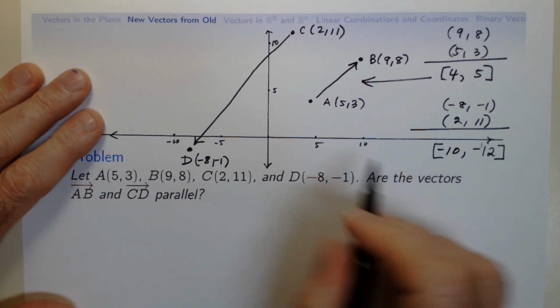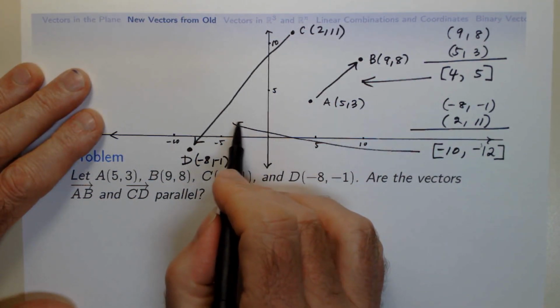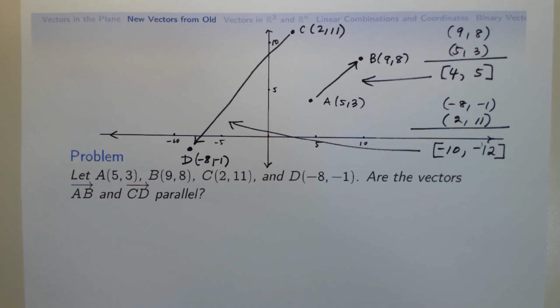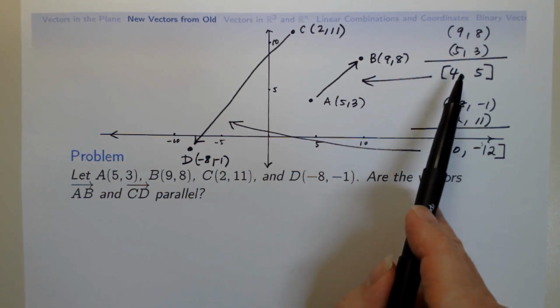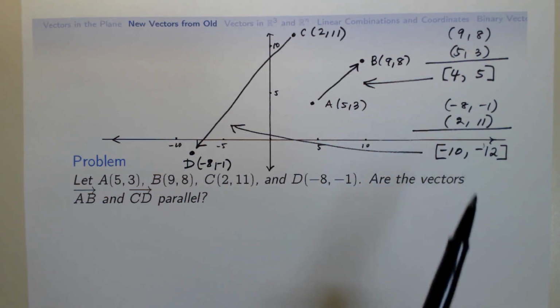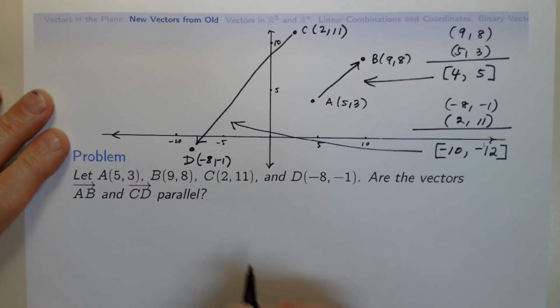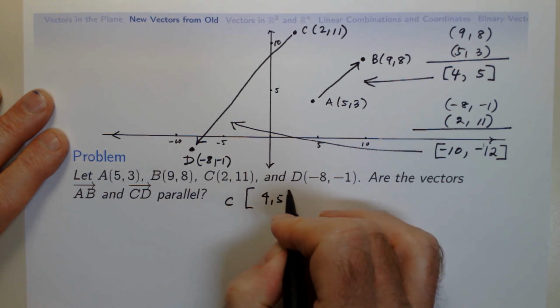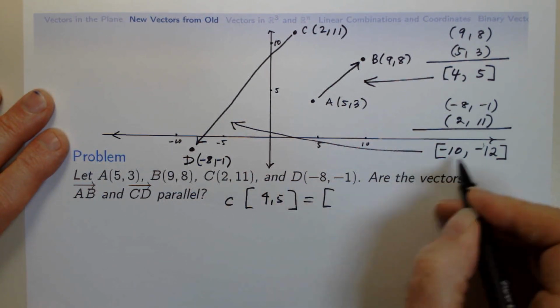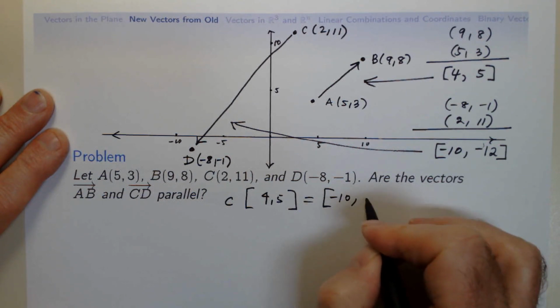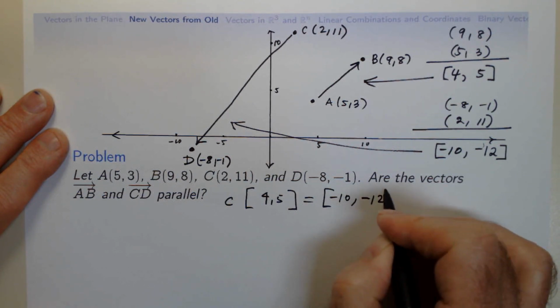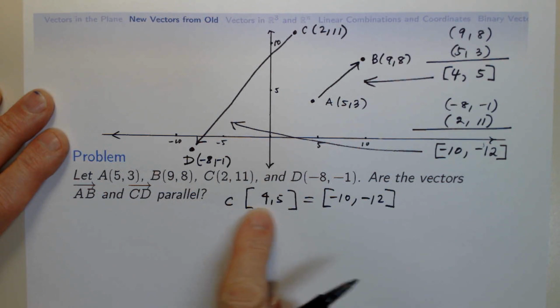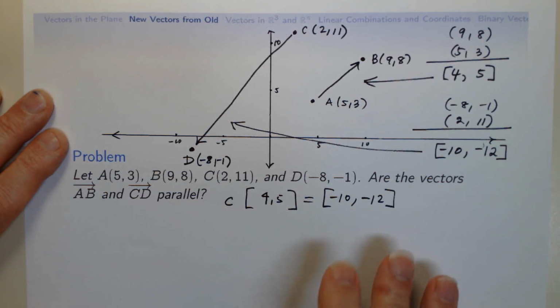All right, and so that's the components of the vector from C to D. And now the question is, can I scale this one to this one? So can I find a number c such that c times (4, 5) brings me to (-10, -12)? Can I multiply this vector by a scalar that brings me to this vector?